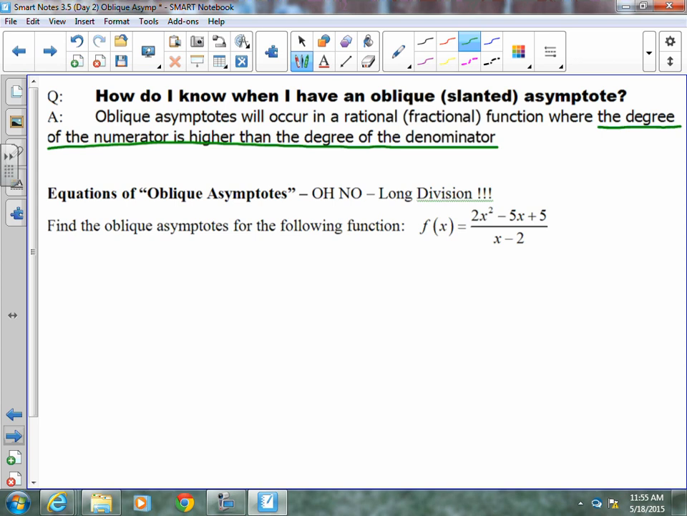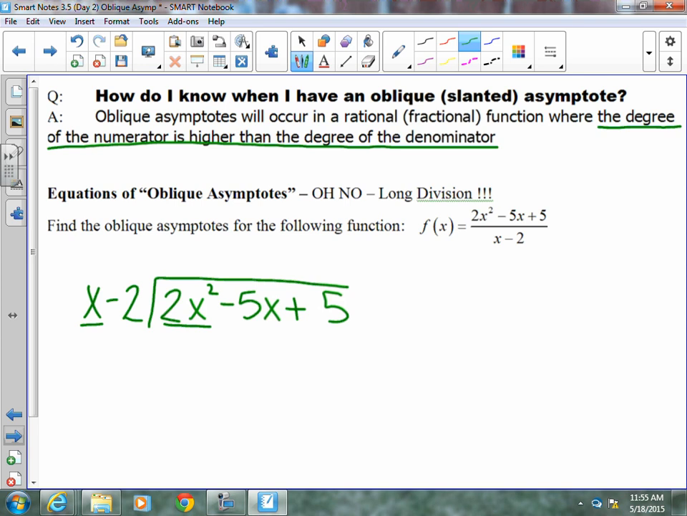So, let's look at this first example. It says find the oblique asymptote. So, 2x squared minus 5x plus 5 divided by x minus 2. Ask yourself, x times what will give you this 2x squared? And it's 2x. Put it above the 5x because it's to the first power, and so is the 5x. We kind of keep columns based on their powers of x's. Distribute the 2x to the x minus 2 out front. So we get 2x squared minus 4x.